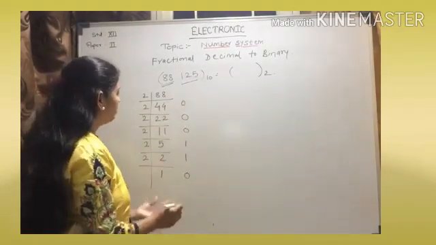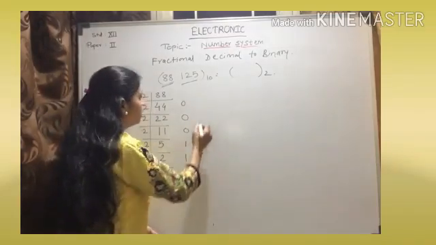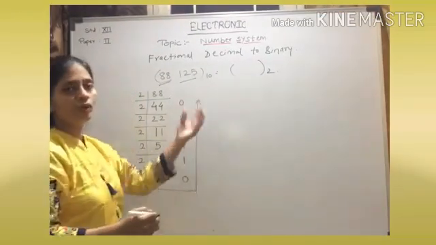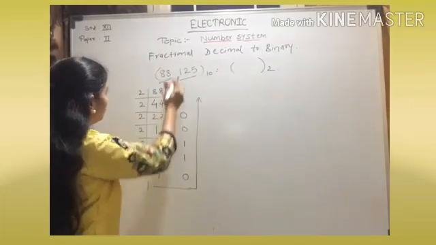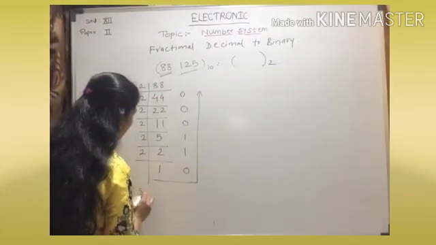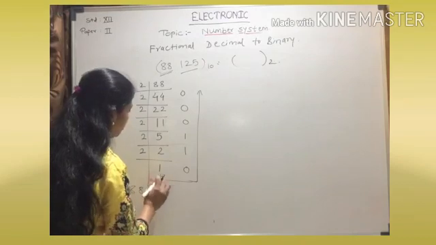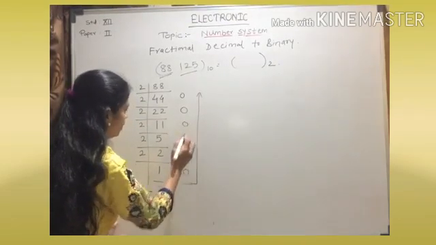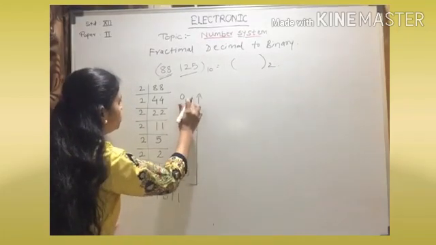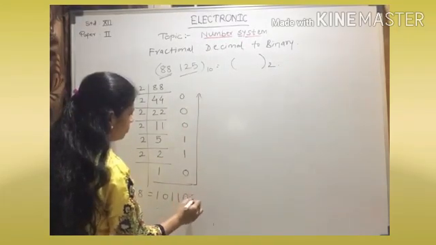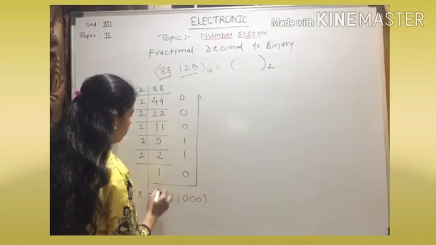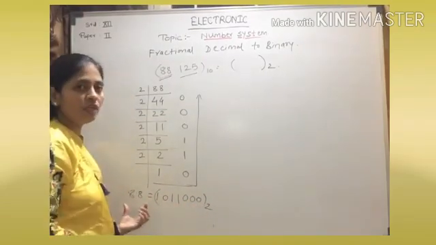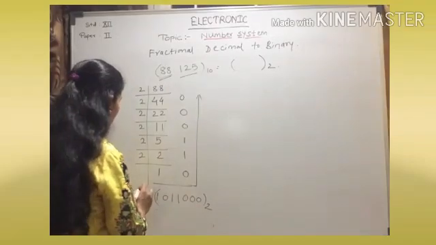This is the integer part and we have to write this from bottom to top. So this 88 is converted and we got the answer 1 0 1 1 0 0 0. This is the binary equivalent of this 88, that is the integer part.